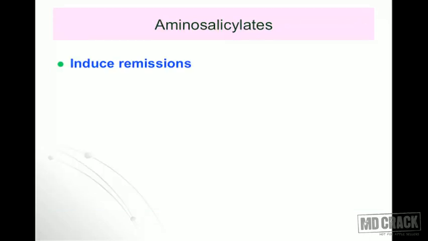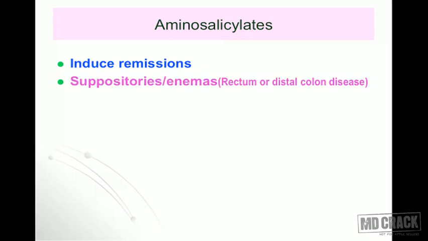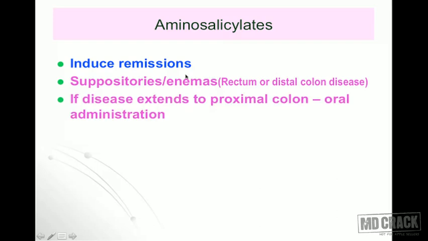Aminosalicylates are known to induce remissions in patients with ulcerative colitis, and they are helpful. They are also available as suppositories or enemas, which will be used only if the disease is restricted to the rectum or the distal colon. If the disease extends to the proximal colon, then we need to give the treatment by oral route of administration, as we are discussing it right now.